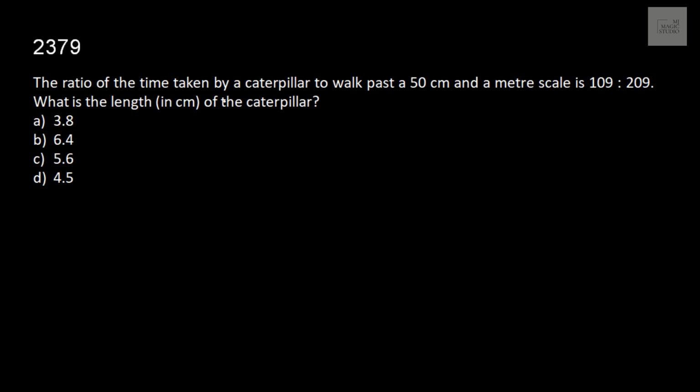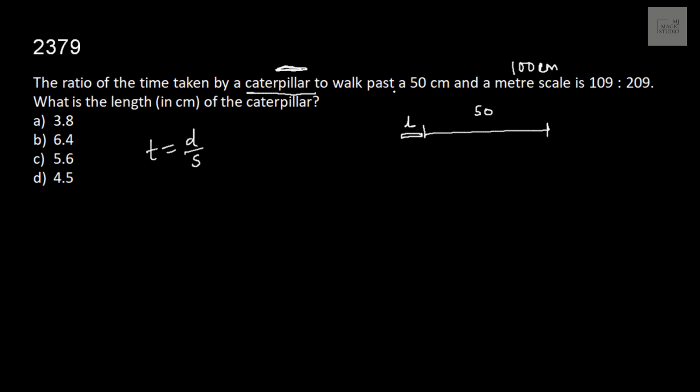The ratio of the time taken by a caterpillar to walk past 50 centimeter. If the caterpillar is walking past 50 centimeter, that means the caterpillar needs to cross 50 centimeter and its own length. And a meter scale means 100 centimeter, 1 meter, is 109 is to 209. Okay. Now, what is the time ratio? Time ratio is given by distance by speed, and in both cases speed is the same.